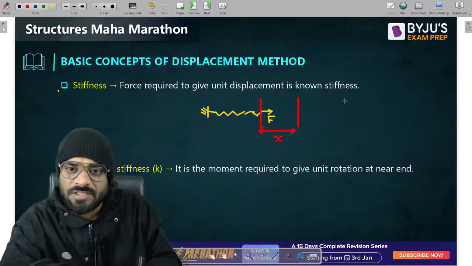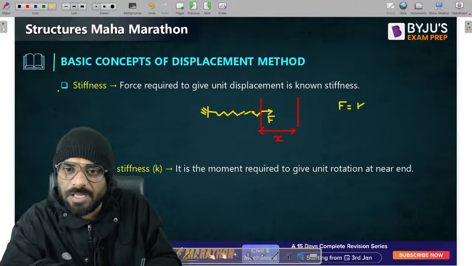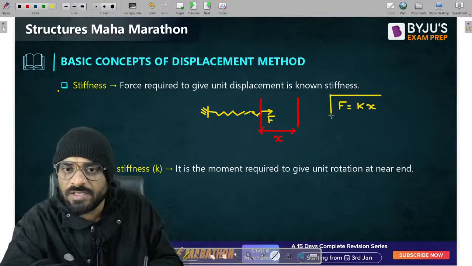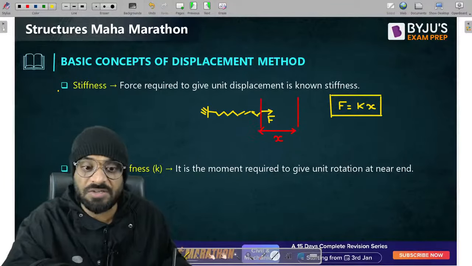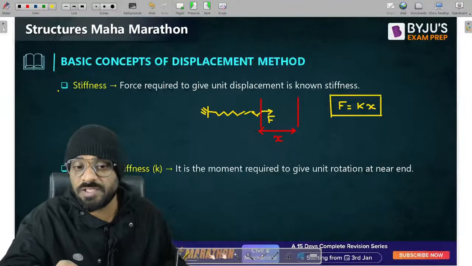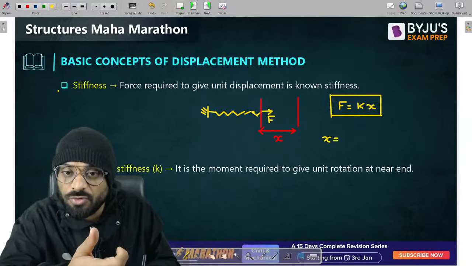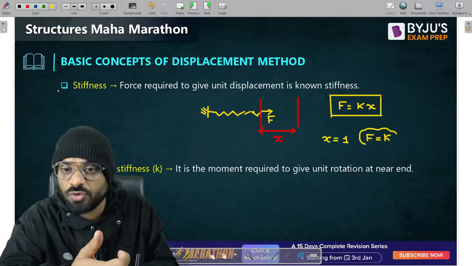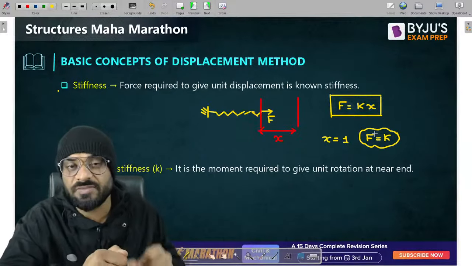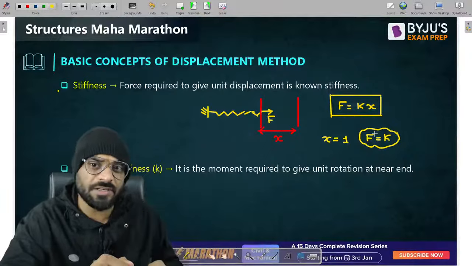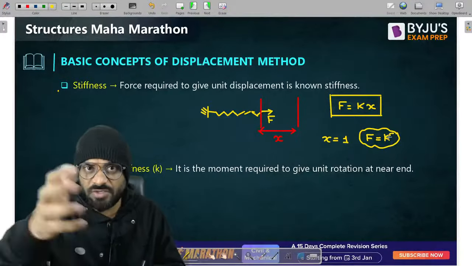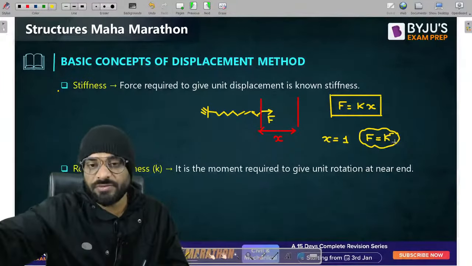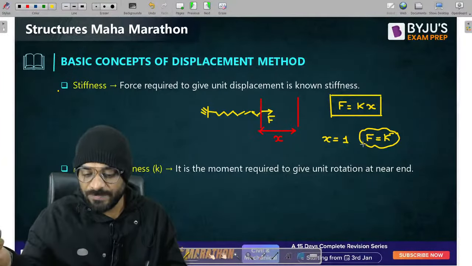Clear? So how can we write the stiffness? It is very simple. Stiffness multiplied by displacement is equal to force. You can write here, guys, F is equal to K into x. So what is our definition? It is the force required to give unit displacement. So what should be the amount of force so that displacement is equal to 1? F should be equal to K, and this is nothing but our stiffness. So for 1 unit of displacement, this much force is required, which is equal to K. So if you have x amount of displacement, then what should be the force? It is very easy, K into x.